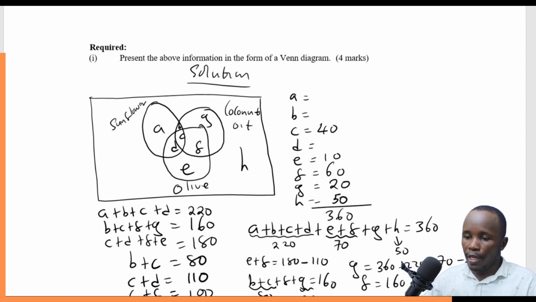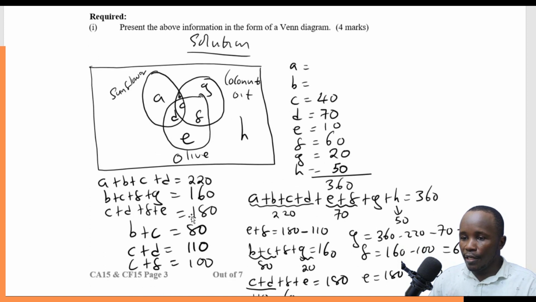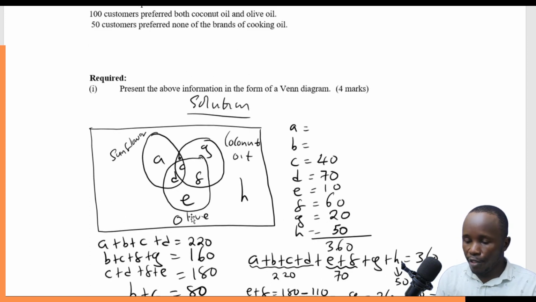Come here. C plus D is 110, but C is 40. It tells me D is 70. B plus C is 80, but I already know C, so it gives me B is 40.